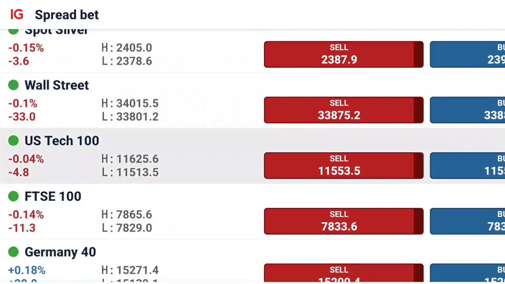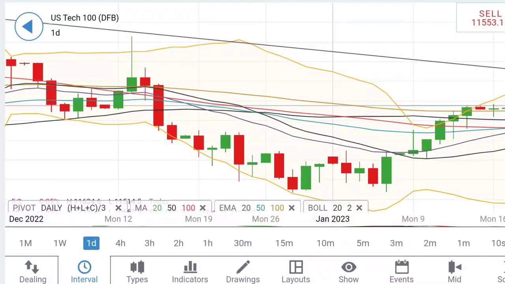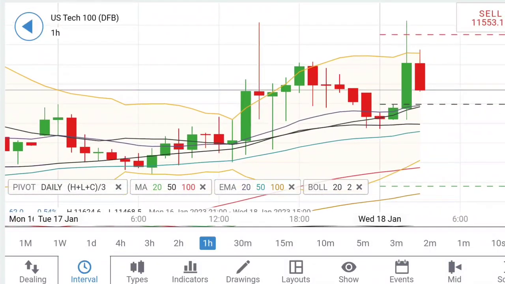The next update on Dow Jones and Nasdaq will be released before the US session, so do watch that also. And let's have a look at the hourly charts.